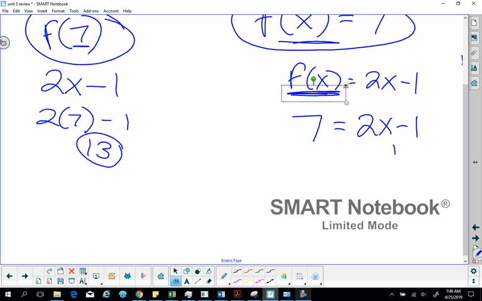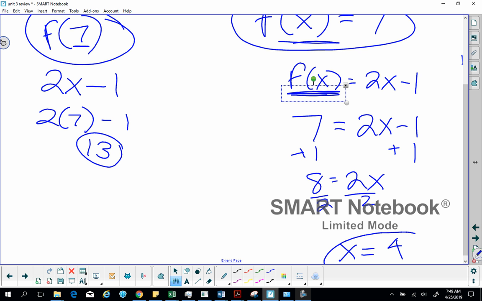How do I get 1 to the other side? Add 1. And you get 8 equals 2x. Then what do you do? Divide. What do you get? You're going to be getting 4. So if he were to scroll on this table till 4, he would see that x, y. Do you get the difference?